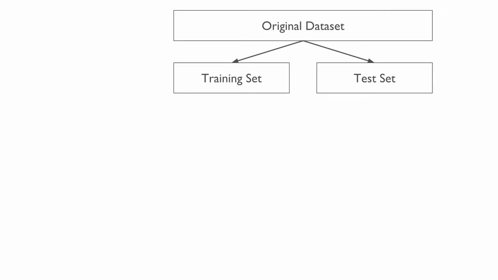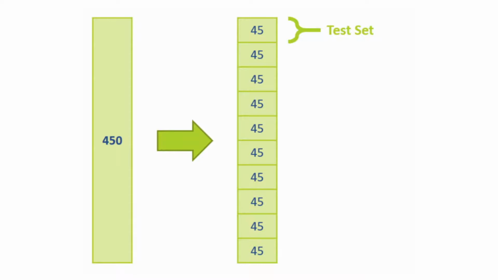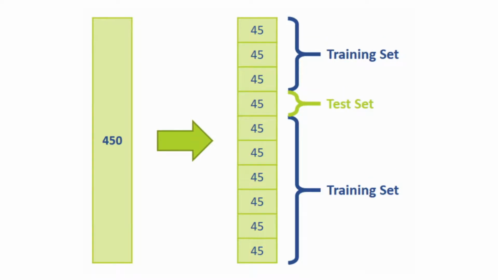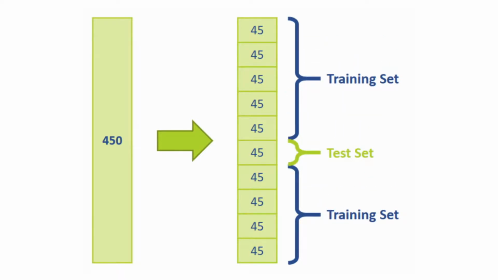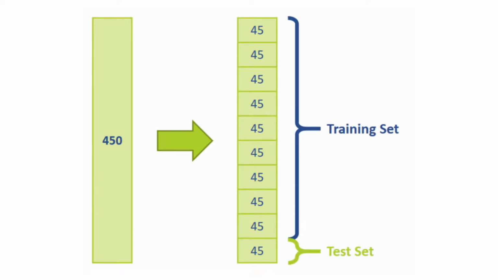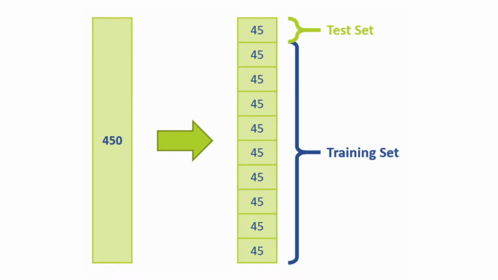In cross-validation, we split the training set into distinct smaller training set and validation set. Basically, we split the training set into smaller folds. In each iteration, we pick one fold as a test set and remaining records as the training set. If we choose the number of folds as 10, for a dataset having 450 records, there will be 10 total iterations. In each iteration, we will pick one fold having 45 records as the test set and the remaining 405 records as the training set.